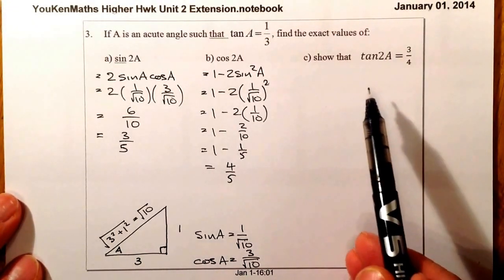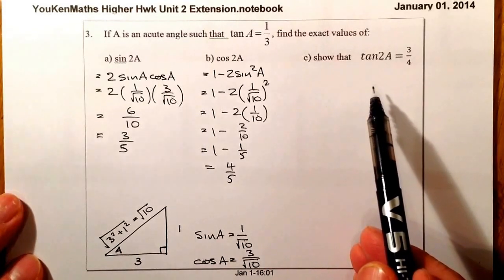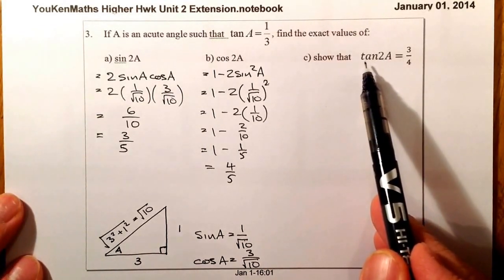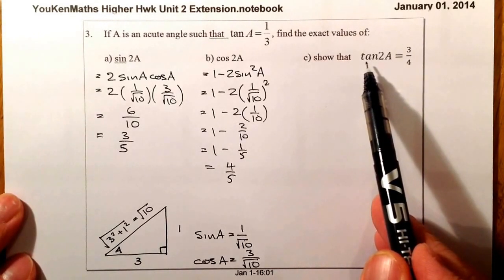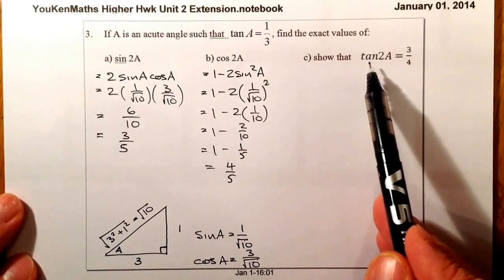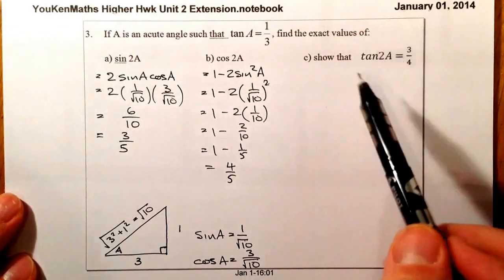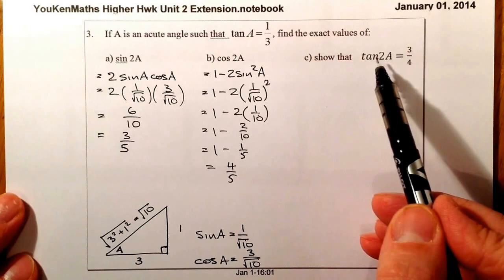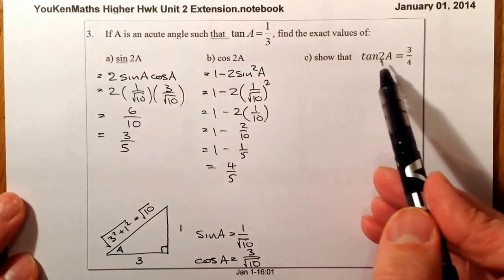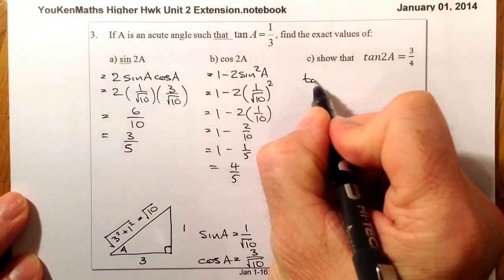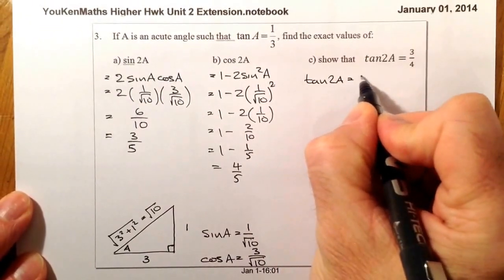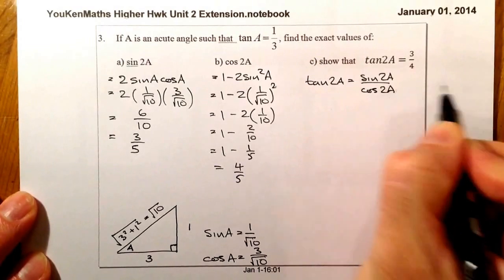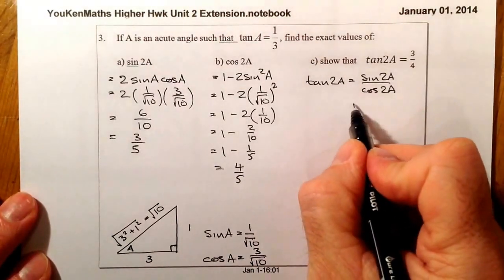Right, so we're now on to the extension part of the work that we're doing here, and what I need to recognise is that I should know from maybe standard grade or intermediate 2 or my National 5 work that tan A is equal to sin A over cos A. But I've got tan 2A, so tan 2A is going to be equal to sin 2A over cos 2A. Okay, so that's one thing that I need to remember.